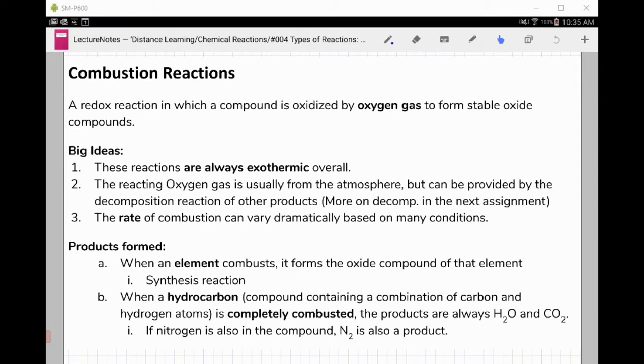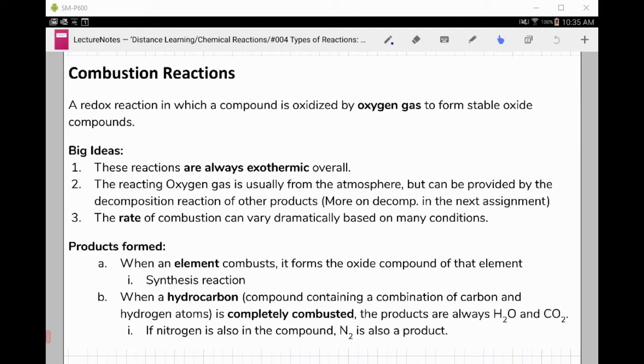reactions. But the definition of a combustion reaction is it's a redox reaction, right, oxidation reduction, that's characterized when a compound of some sort is oxidized specifically by oxygen gas. So oxygen gas is always going to be a reactant in this type of reaction. And the other big characteristics or big ideas is that this type of reaction is always going to be exothermic, right? Combustion, fire, it's always giving off heat, light, and energy of different sorts.